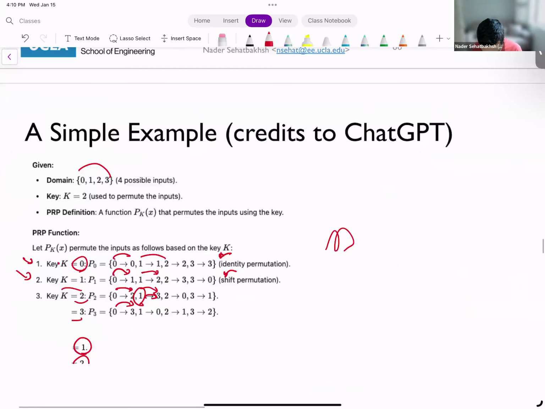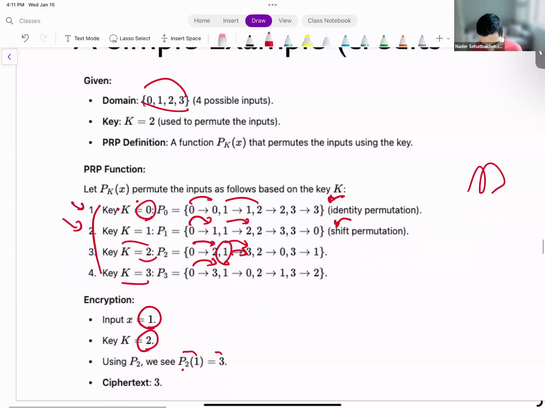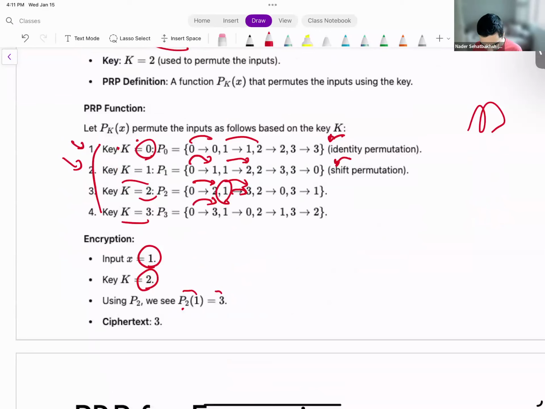Okay? I also gave you a very simple example: if this is my domain and my key is a 2-bit data, then based on the key we can create different permutations. The simplest is if k is 0, we don't permute anything. If k is 1, we shift it by 1. If k is 2, we shift it by 2, and so on. In that case, if I want to create an encryption and I take input 1 and key equal to 2, it means 1 has to be shifted twice. So we're going to get number 3, and that's our encrypted data. So our ciphertext in this case would be 3.